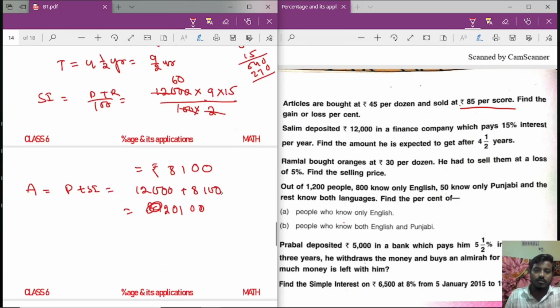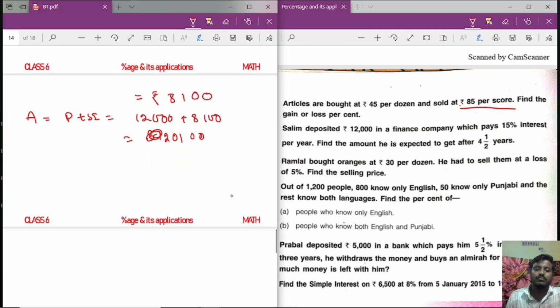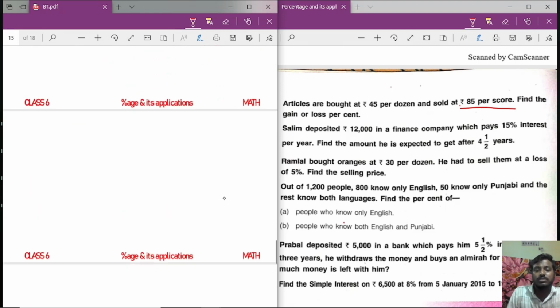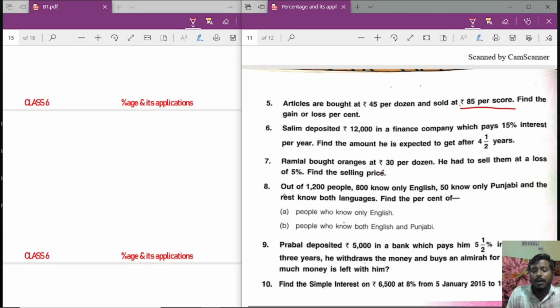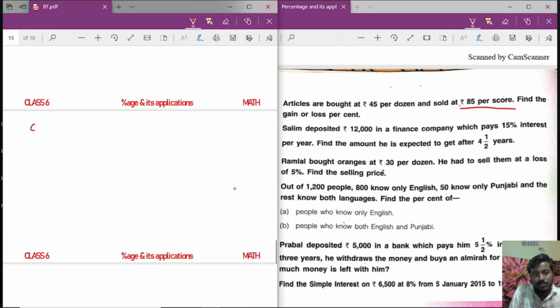Okay. Next question. Ramlal bought oranges at rupees 30 per dozen, meaning CP is given. So CP of 1 dozen oranges equals 30. Now the loss percentage is given. So write down loss percentage equals 5%. Now find the selling price.